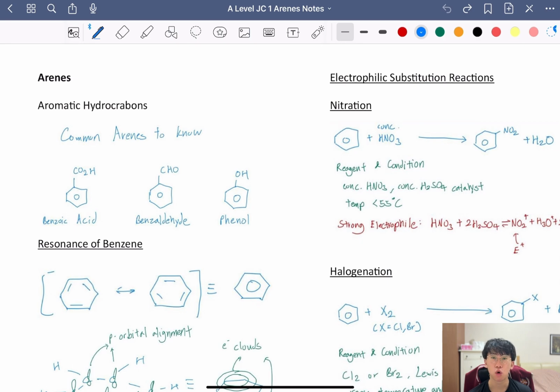In this chapter, we are introduced to a new kind of organic compounds that involve benzene rings. These benzene rings give it that aromatic property. Some of the common arenes that you need to know are your benzoic acids, your benzaldehydes, and your phenol. Please take note of the naming as well.